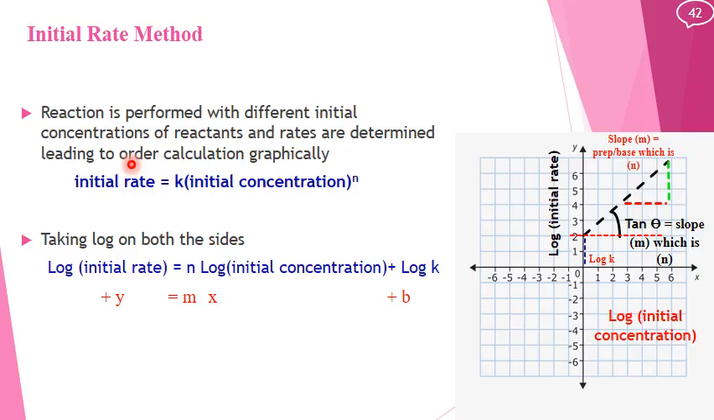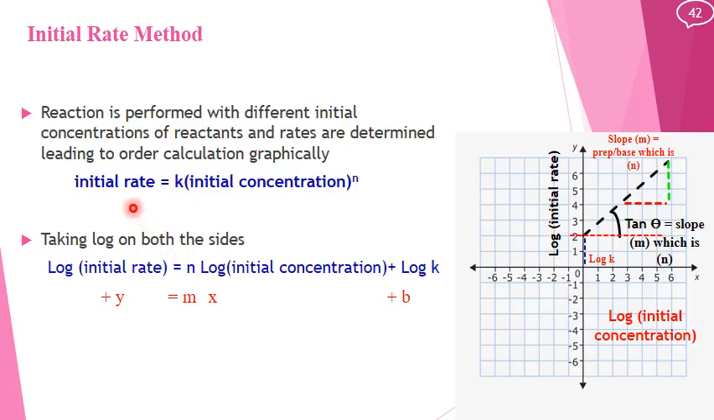The log of initial rates is plotted against the log of initial concentrations in order to find out the order of chemical reaction. So the rate of a reaction that is started with some initial concentration of the reactants can be written like: initial rate is equal to k into initial concentration raised to power n. Here n is the order of the reaction, k is the rate constant for that generalized reaction.